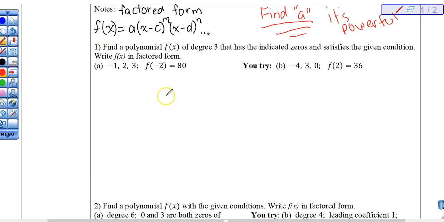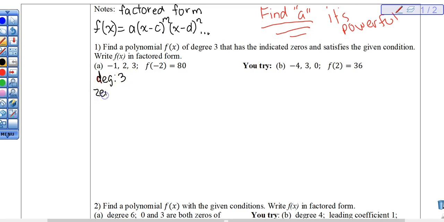All right, so find a polynomial f of x of degree 3 that has the indicated zeros and satisfies the given condition. Write f of x in factored form. So here's what we already know. Let's unpack that. We know, I'm going to go with my pencil right now. Degree 3, that's helpful.